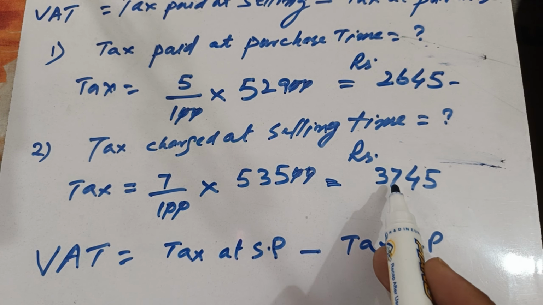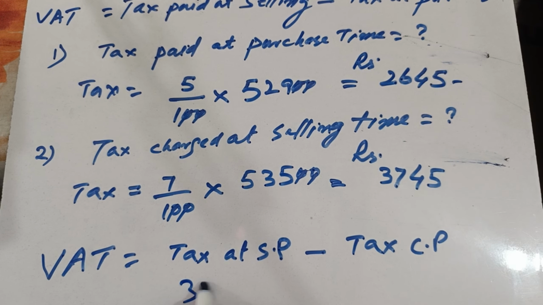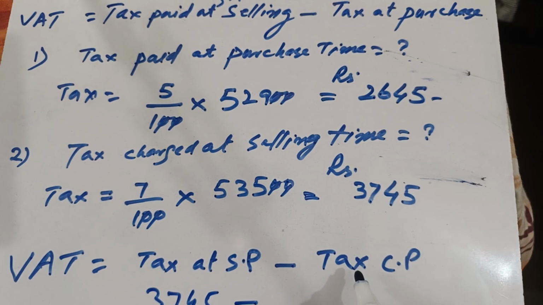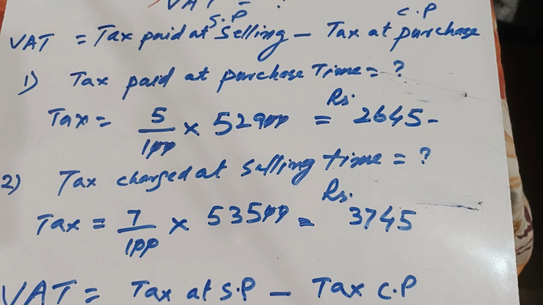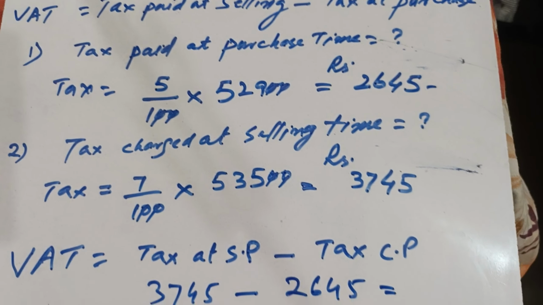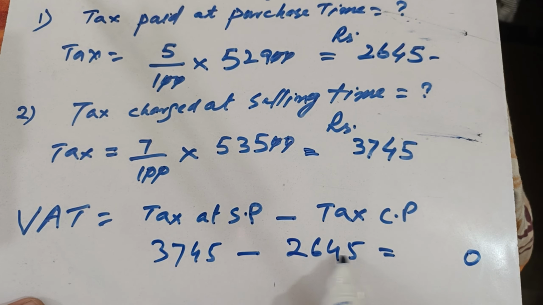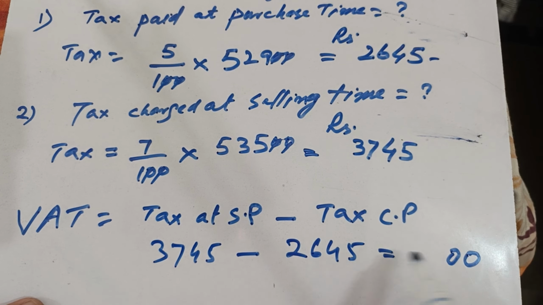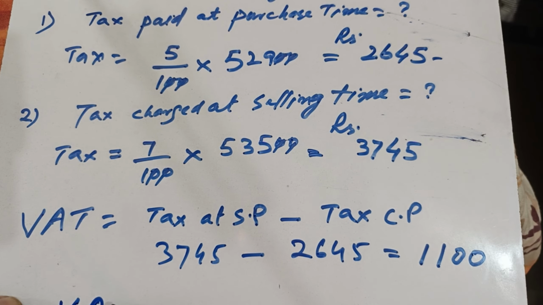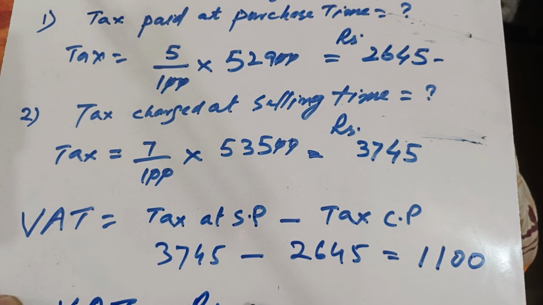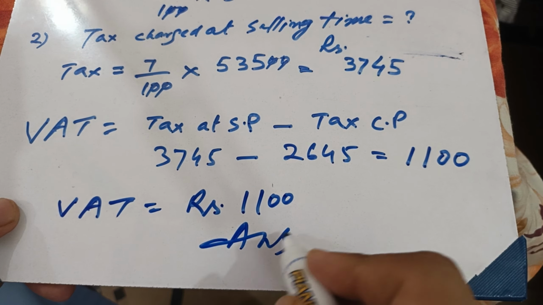Putting in values, this is tax at selling price, 3,745, minus this tax, which is 2,645. If we subtract, 5 minus 5 is 0, 4 minus 4 is 0, 7 minus 6 is 1, 3 minus 2 is 1. So VAT, value added tax, is equal to rupees 1,100. This is our answer.